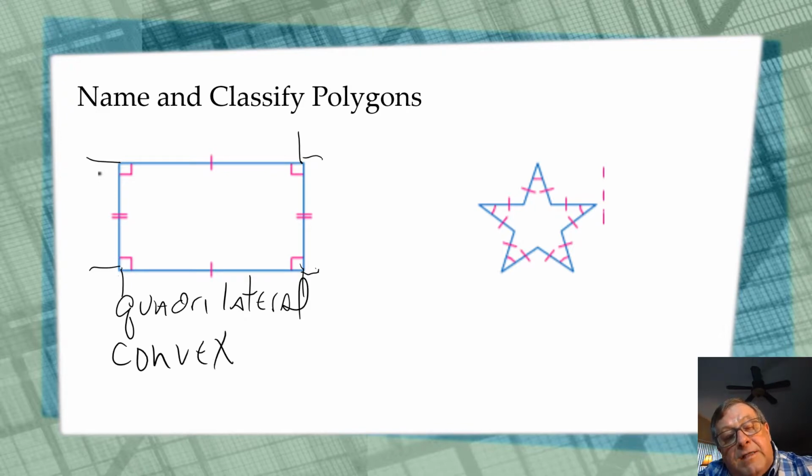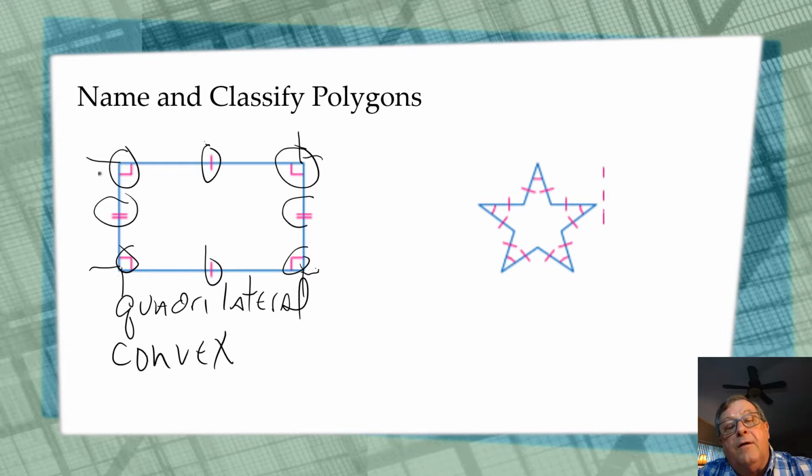Now, since it's convex, is it regular or irregular? Well, it is equiangular. All of the angles are 90 degrees, but for it to be regular, it's got to be both equiangular and equilateral. In other words, the measures of the sides have to be the same. And here I see that these two are congruent, but they are of a different measure. So this is also irregular.